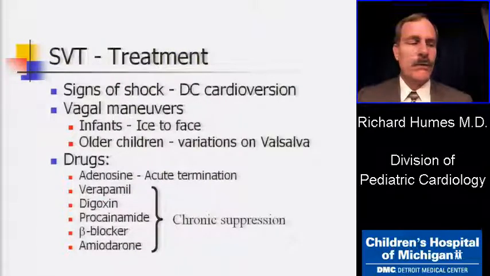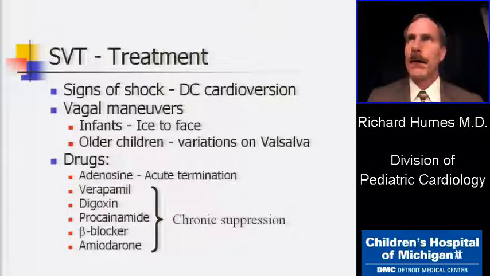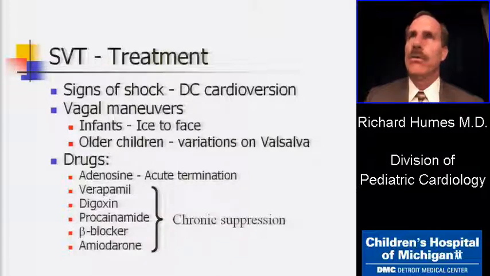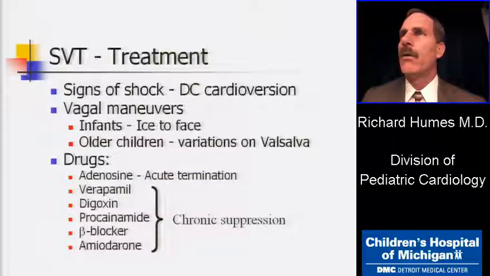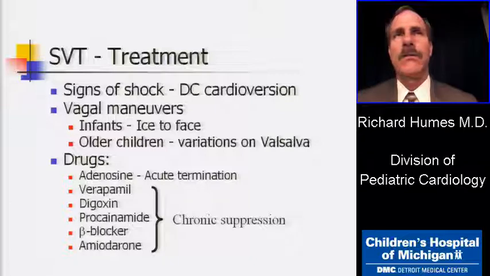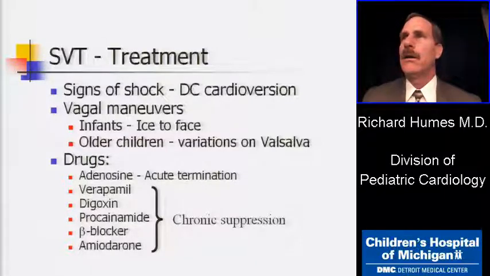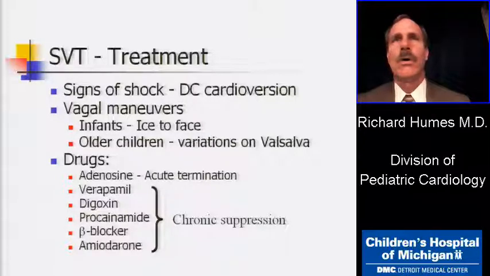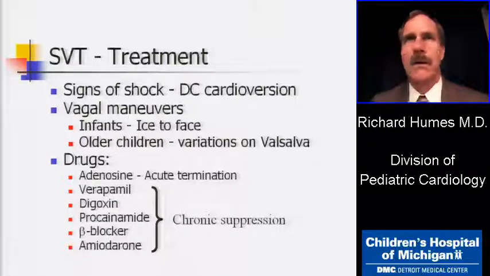The treatment of SVT depends on how the patient is doing. If the patient has signs of shock, then one should do a DC cardioversion. Ideally, one would do that with an IV, but I would encourage you all, if you see a patient in shock and they have SVT, getting an IV may be difficult. Shock can be treated by stopping the rhythm, and you want to do that as quickly as possible. So that may be the way to go rather than waiting to start an IV in, say, an emergency room setting.